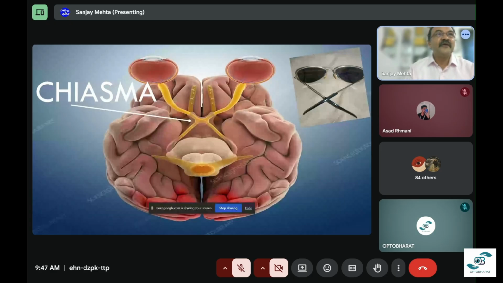Coming to this case, I did the confrontation test, and the field was reduced. I used the same bottle caps to check the color vision, and it was totally washed out. There was also RAPD, relative afferent pupillary defect. I said something is definitely wrong beyond the eye. It is nothing to do with the eye. So I asked him, "What is your father doing?" He said he is working in a very big hospital in Chennai. I said, go immediately. I feel there is something wrong behind, and it is something dangerous.